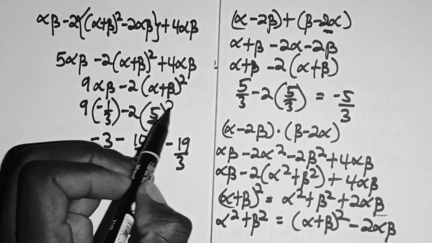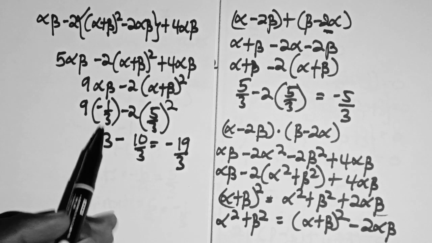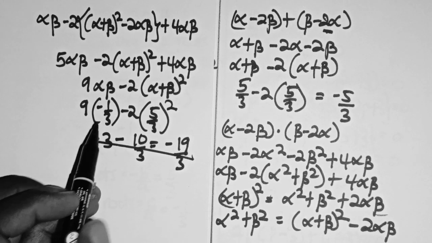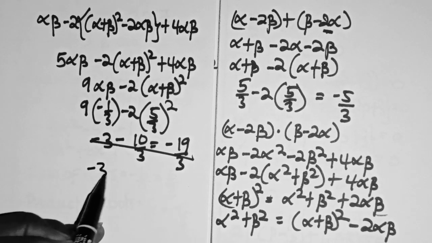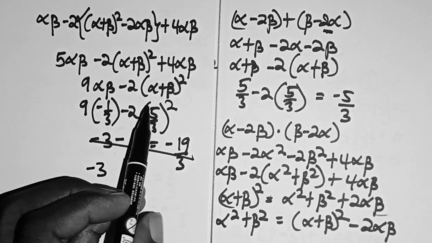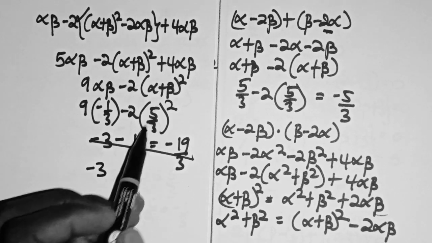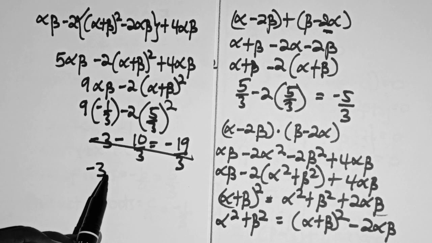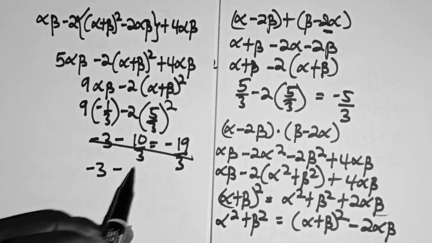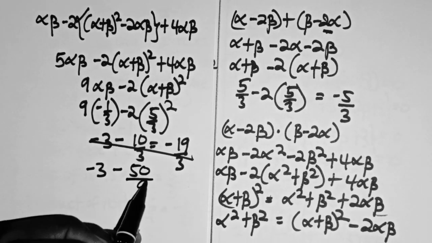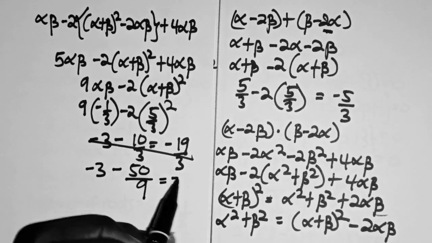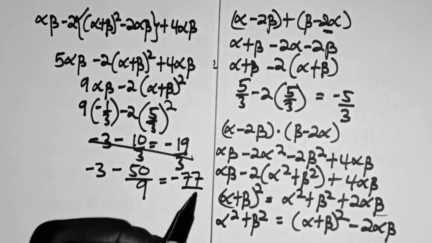There is a square here which didn't appear. So this becomes, now 9 times minus 1 over 3 is minus 3. Then 5 squared is 25. Then 3 squared is 9. Now 25 times 2 is 50. So it becomes minus 50 over 9. And that is equal to minus 77 over 9.